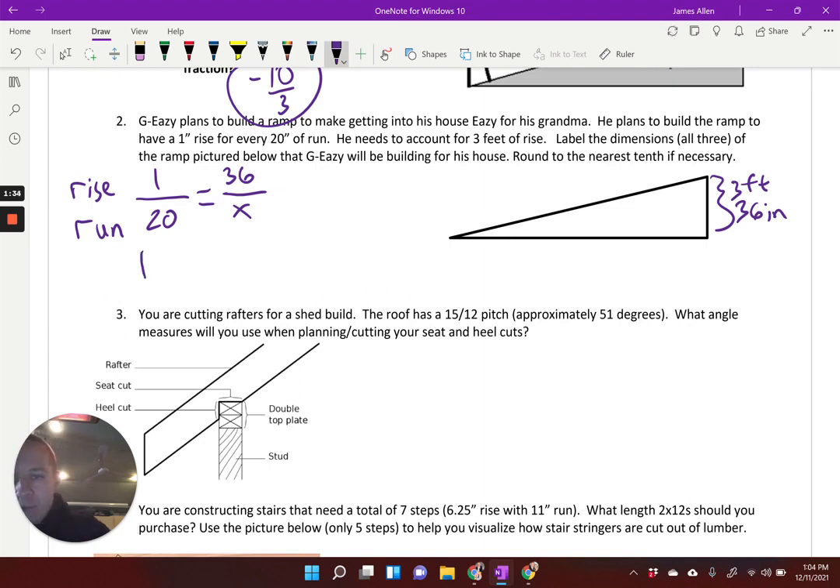So I'm going to have 1x equals 720. 20 times 36. 2 times 36 is 72. Pop a 0 on there. Boom. All right. 720 inches. All right. Now I'm going to need to bust out that TI-84 Plus graphing calculator.